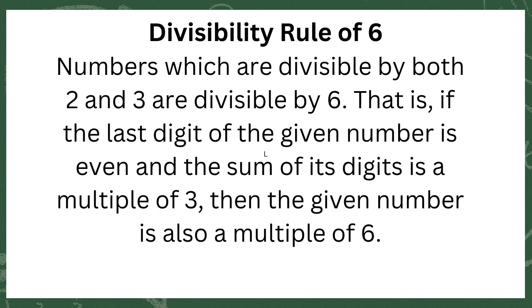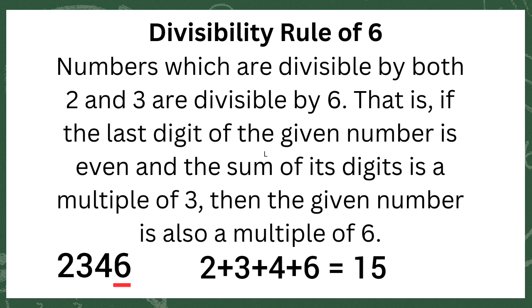An example here is 2346. By looking at this number, we can see that it is even because the last digit is 6. And when we add the digits, 2 plus 3 is 5, plus 4 is 9, plus 6 is 15. And 15 is divisible by 3. So it means that 2346 is divisible by 6 because it is divisible by 2 and also divisible by 3.